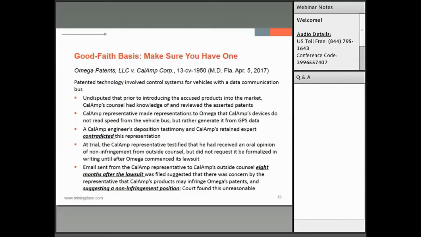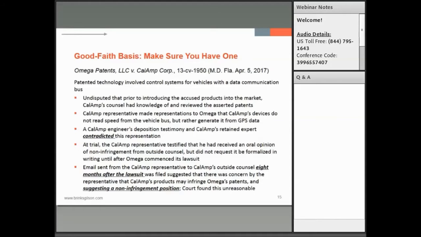The last case that I have today is Omega Patents v. CalAmp. I included this in for the recognition that you need to make sure you have a good faith basis in your opinions, even if you obtain them prior to the initiation of a lawsuit. There's a couple of different issues that were going on here, and I'll let everybody read the bullet points even when the slides get distributed after the fact.